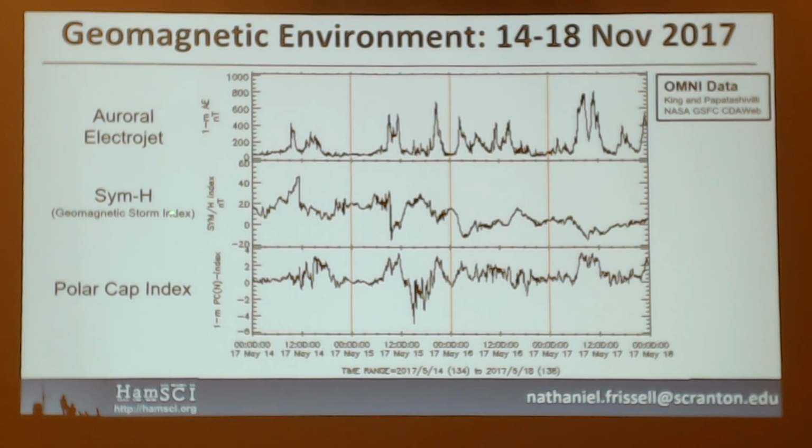The storm index and the polar cap index are more nominal, more quiet. I know this looks very jagged, but it's above 0, and it's still relatively low, 20 nanoteslas or so. And the polar cap index is only varying between, say, -4 and 4. So I don't think this is quite as active. But I think a more rigorous analysis needs to be done before we can say for sure whether these TIDs we're seeing are caused by auroral activity or by something else. But these are the things I'm looking at the moment as candidates.